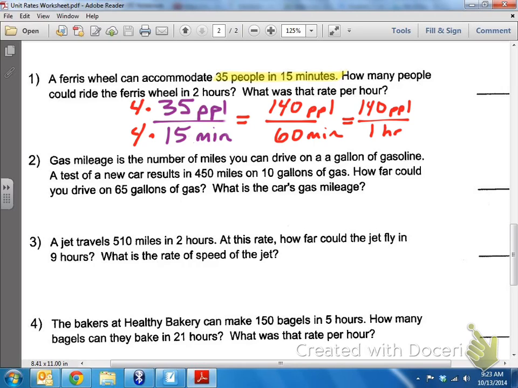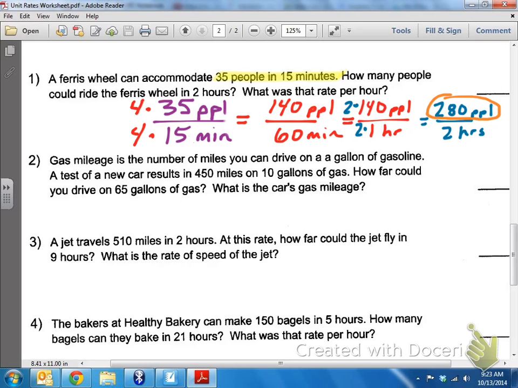So now that we have a nice unit rate, let's look at the question. How many people can ride the Ferris wheel in 2 hours? So we need to set this fraction equal to 2 hours. So how do I do that? Well, how do I make the 1 hour into 2 hours? Multiply it by 2. Then whatever I do to the bottom, I've got to do to the top. So 2 times 140 is going to give me 280 people for 2 hours. So to answer the question, there are 280 people that can ride the Ferris wheel in 2 hours.